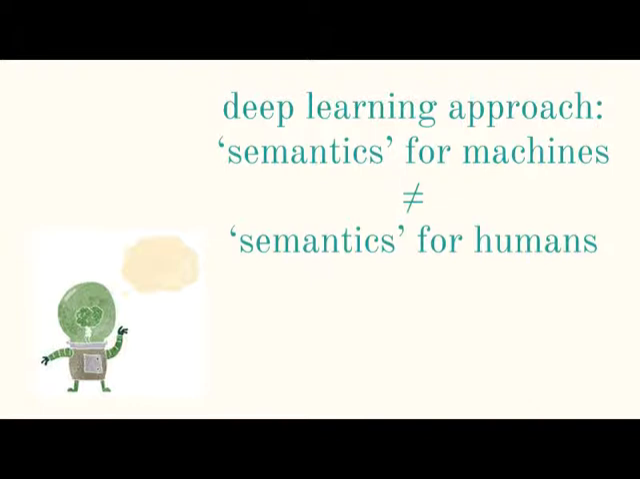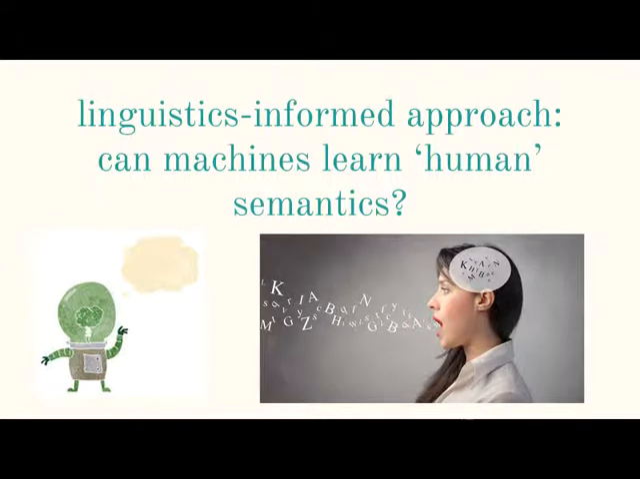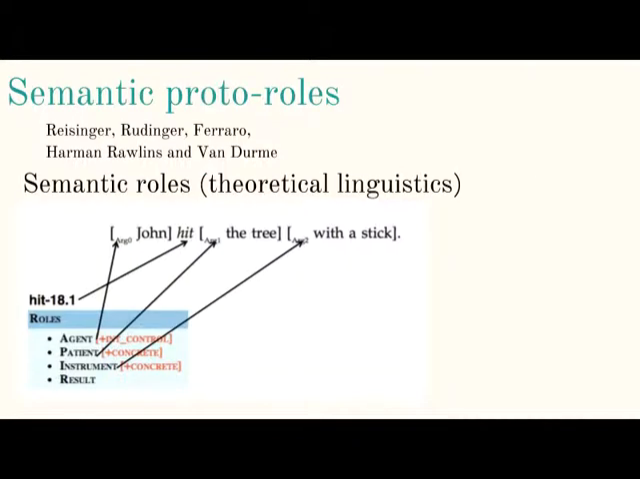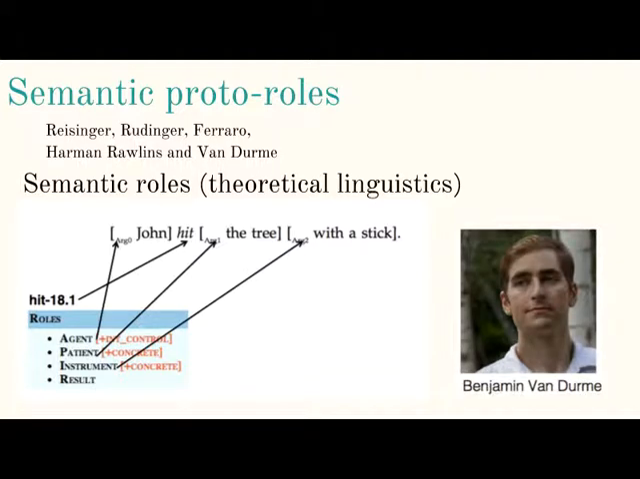So I thought it would be interesting to contrast that with another paper that took a more linguistically informed approach, asking whether machines can actually learn human semantics the way that humans decompose them. There was a paper I found interesting about semantic proto-roles, presented by this group from Johns Hopkins. The presenter was Benjamin Van Durme, a professor of computer science there, who I would describe as a very convincing humanoid. I really liked his talk.